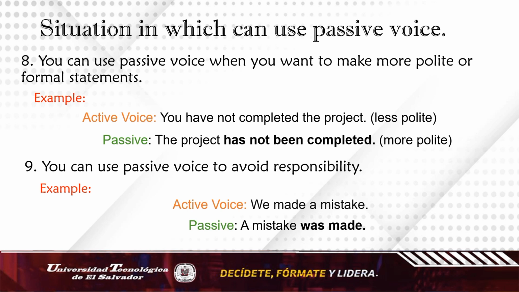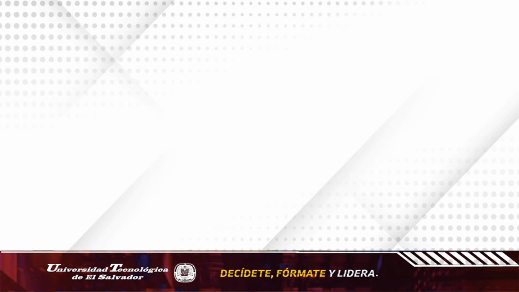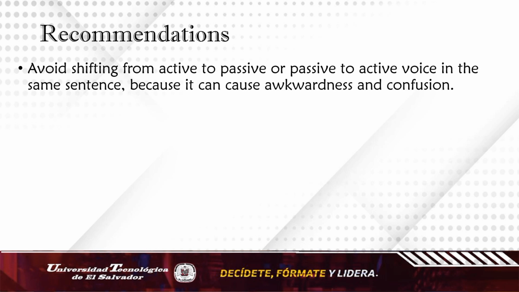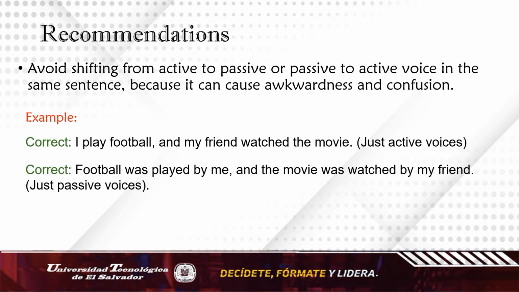Well, in this way we finish some uses of the passive voice, but first we want to recommend something to you. Avoid shifting from active to passive or passive to active voice in the same sentence, because it can cause awkwardness and confusion. It means you should use just active voice in a sentence, or just passive voice. For example, the correct forms are, I played football, and my friend watched the movie. You can see just active voices.